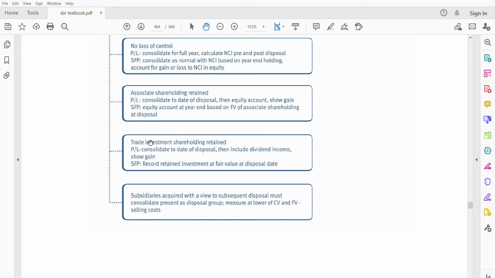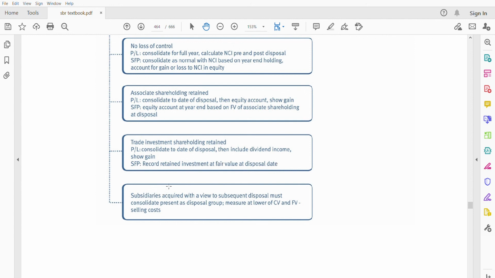Next, if it's a trade investment, that means IFRS 9. When a subsidiary, or an associate, is becoming a trade investment, they are losing control and holding less than 20%. That means you have to use IFRS 9. So you have to consolidate till the date of disposal in the profit and loss, include dividend income and show the gain. In the statement of financial position, you record the retained investment at fair value at the disposal date.